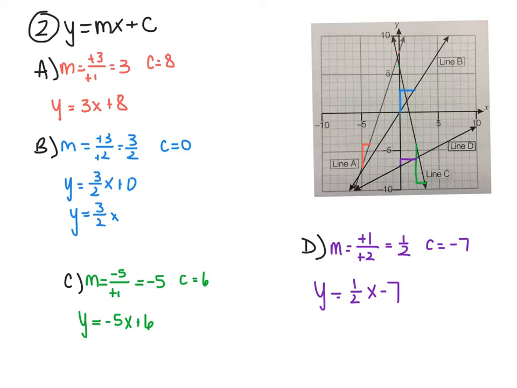For C, we go down 5 and to the right 1, so we have a slope of -5, and a y-intercept of positive 6, so y equals -5x plus 6. And then for line D, you go up 1 and to the right 2, so you have a slope of 1/2 and a y-intercept of -7, so you get y equals 1/2 x minus 7.